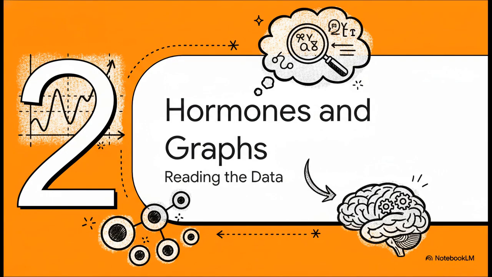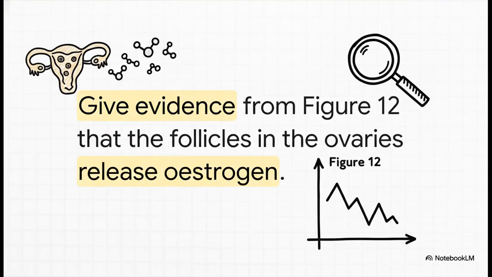Okay, the very first mark comes from just reading a graph. You're given a chart showing hormone levels and follicle volume over a bunch of days. The question basically just asks you to connect the dots. The question is pretty direct. Prove that follicles release estrogen, but you can only use evidence from the graph. It's just a 1-mark question, so you want a short, sharp, and super precise answer.